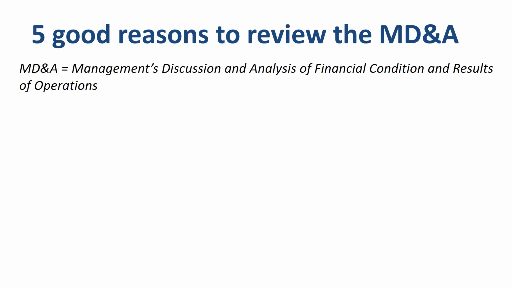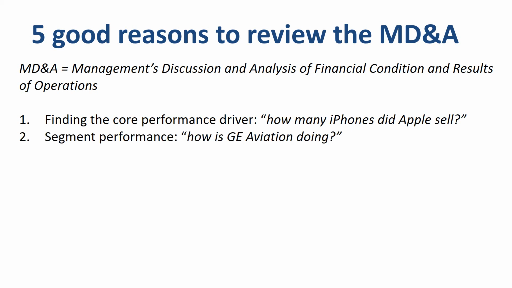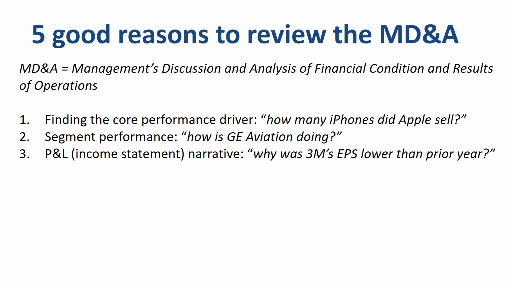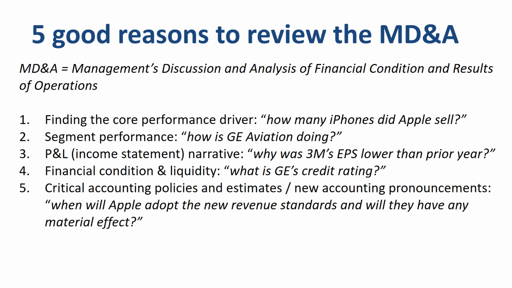In summary, there are at least 5 good reasons to review the MD&A section of the annual report. The MD&A tells you about core performance drivers, like how many iPhones did Apple sell. The MD&A provides critical information about core business segments, like how GE Aviation is doing. The MD&A gives a narrative on what happened year over year in the P&L, on items like earnings per share. The MD&A has important information on the company's financial position and liquidity. The MD&A helps you identify the critical accounting policies that the company uses and any upcoming changes in them.